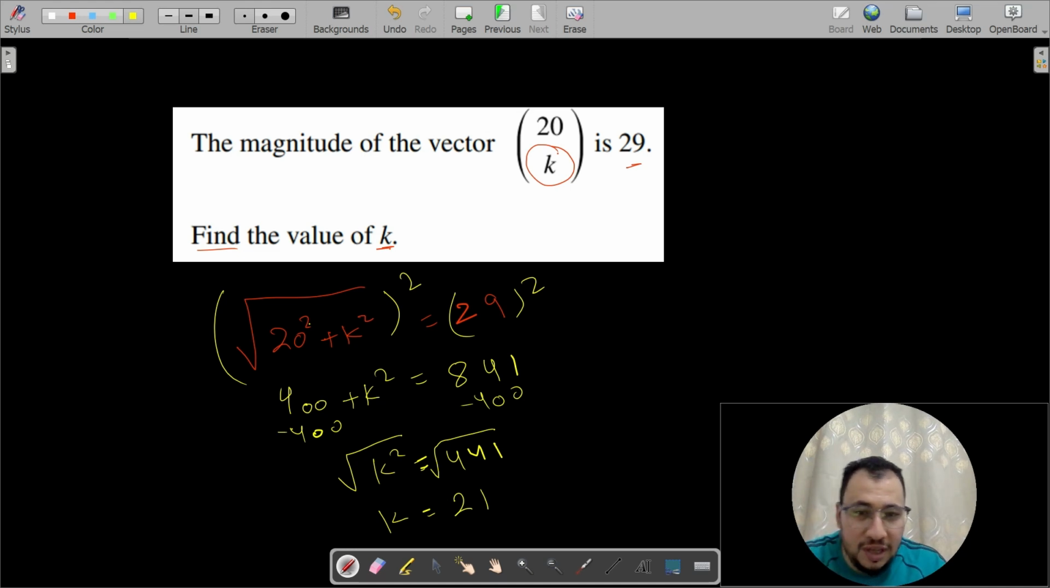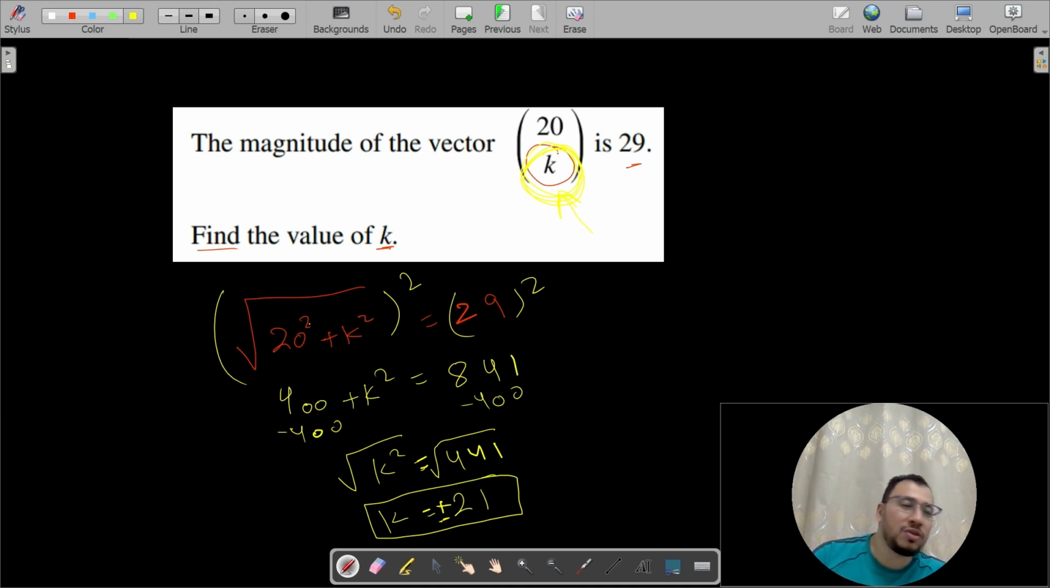You will be proud of yourself and you leave your question like this, but you will lose 1 mark definitely. Why? Because when you get square root, don't you ever forget to write positive or negative. Here he didn't mention if k is positive or negative. So you have two possibilities, and you have to make it clear in your answer that k can be positive 21 or negative 21. In some questions, maybe you found it in past papers, find the positive value of k. In this case, you can just stick to the positive value. Don't write the negative value in this case.